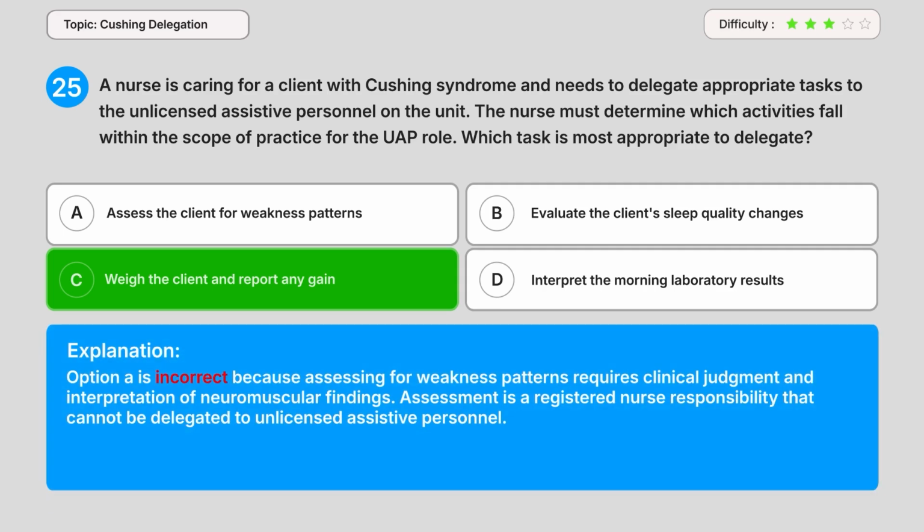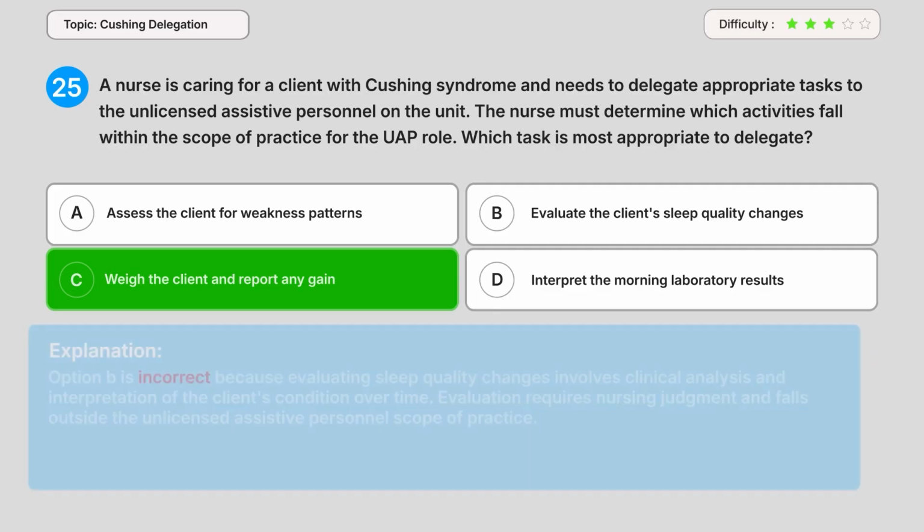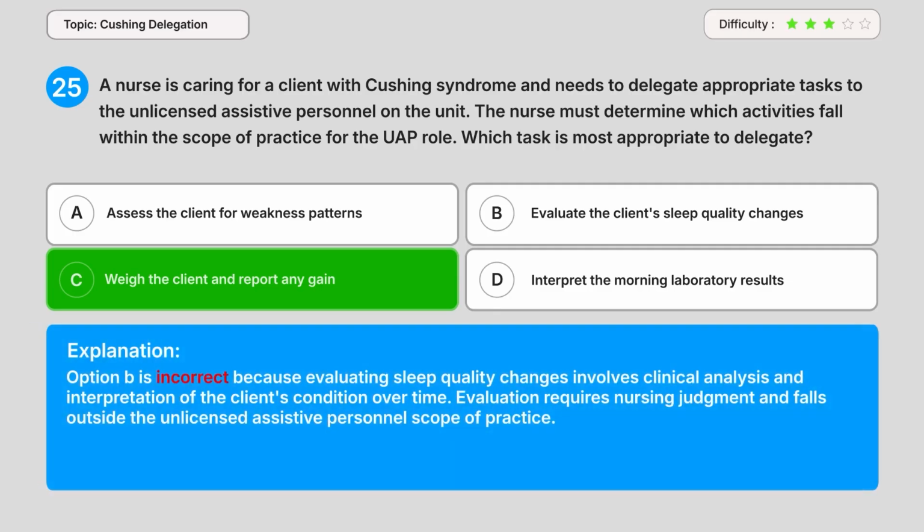Option A is incorrect because assessing for weakness patterns requires clinical judgment and interpretation of neuromuscular findings. Assessment is a registered nurse responsibility that cannot be delegated to unlicensed assistive personnel. Option B is incorrect because evaluating sleep quality changes involves clinical analysis and interpretation of the client's condition over time. Evaluation requires nursing judgment and falls outside the unlicensed assistive personnel scope of practice.